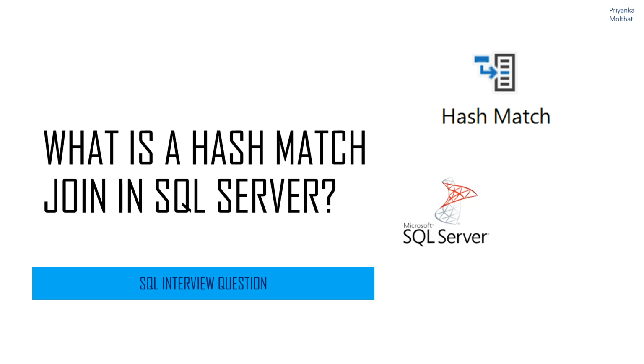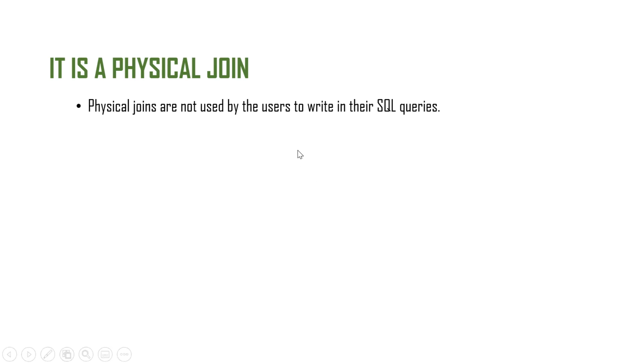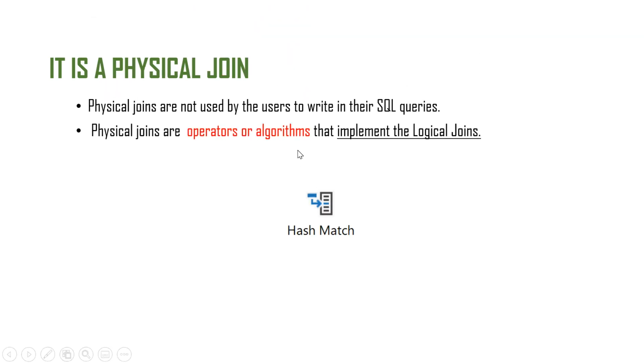The question for today is, what is a hash match join in SQL Server? It is a physical join, and this is a join that we do not usually write in our SQL queries. This is an algorithm or an operator that is used to implement the logical joins. And this is how the hash match join looks in your execution plan.